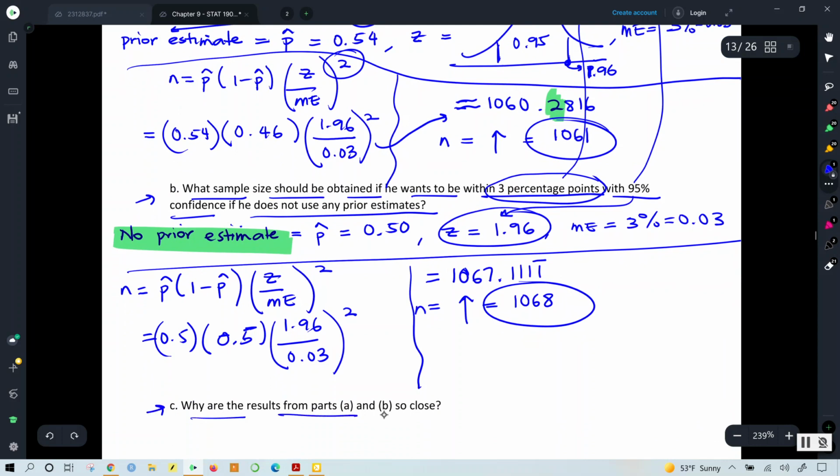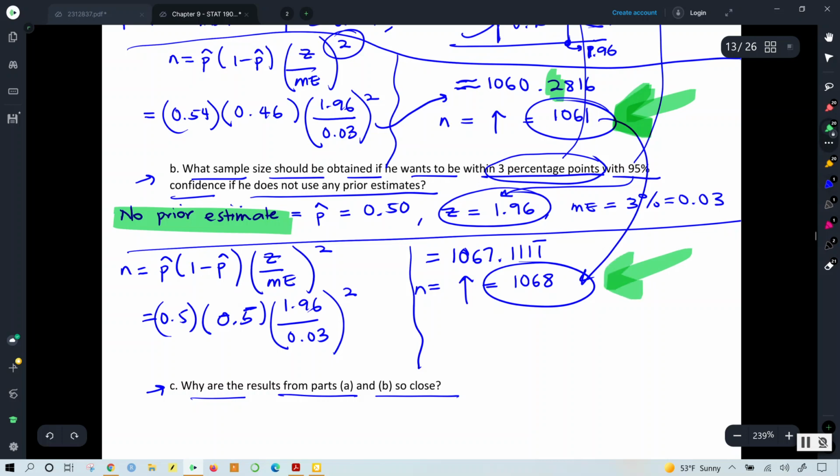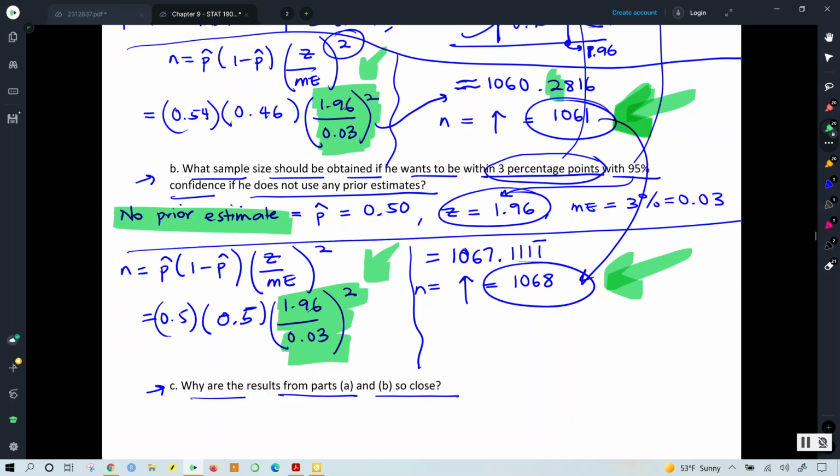Why are the results from part A and part B so close, from 1061 to 1068? If we observe closely how we obtained the answer in part A and in part B, we will observe that the calculations that led to that solution have something in common. They both have the highlighted part on your screen as common. That is, they both have 1.96 all over 0.03, all squared.